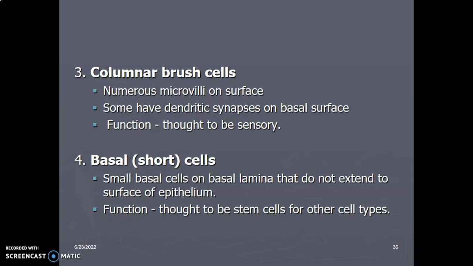Then you have basal cells, which are short cells. Basal cells in most parts of the body are usually for regeneration. They are cells on the basal lamina. They do not extend to the surface epithelium. They are not on the surface of the epithelium. They are towards the basal lamina. So they help to regenerate the epithelium.